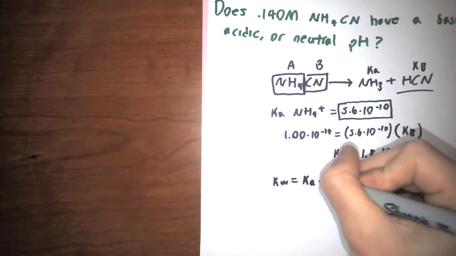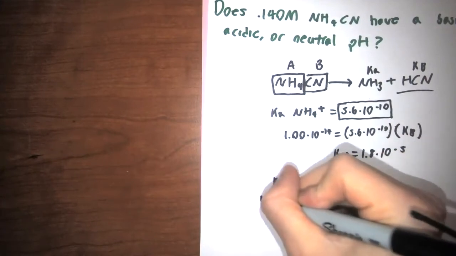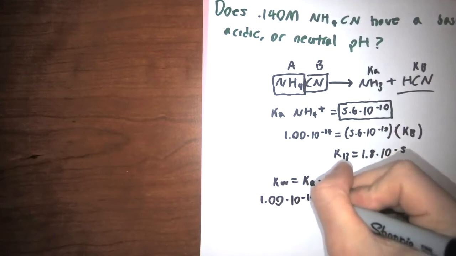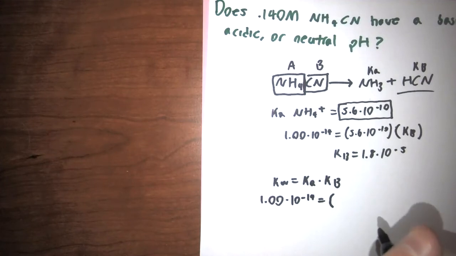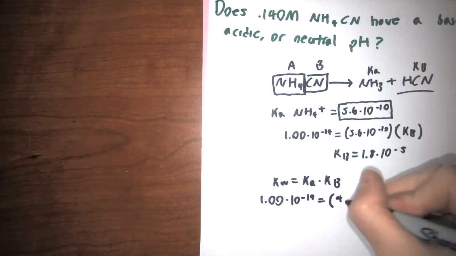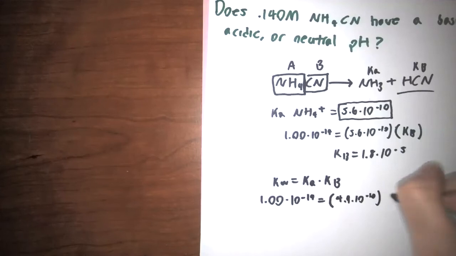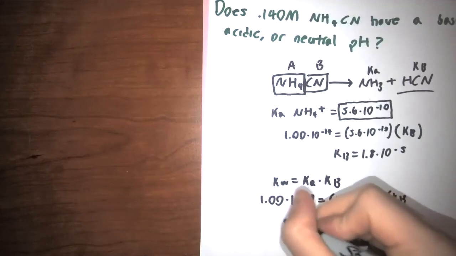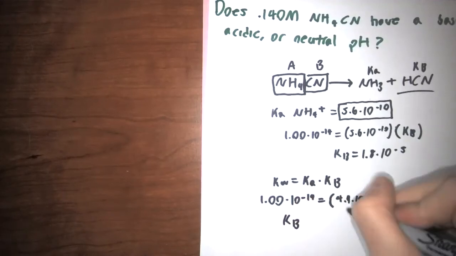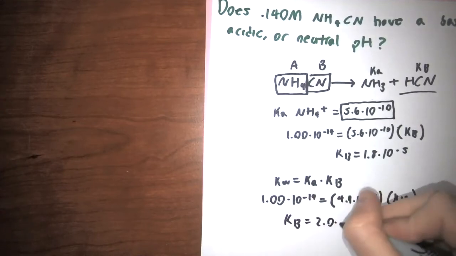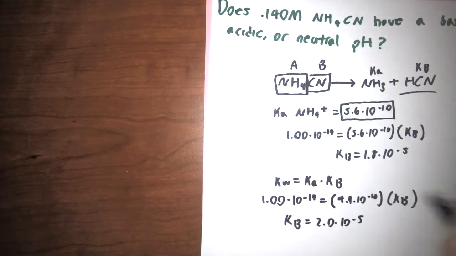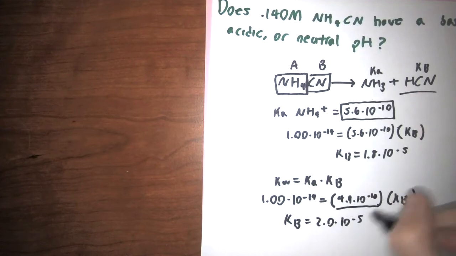Kw is equal to Ka times Kb. 1.00 times 10 raised to the negative 14th is equal to, and we would give you the Ka here. In this case, it's 4.9 times 10 raised to the negative 10th times Kb. Divide this over, and you get a Kb of 2.0 times 10 raised to the negative 5th. So this is my Ka, this is my Kb for CN minus.